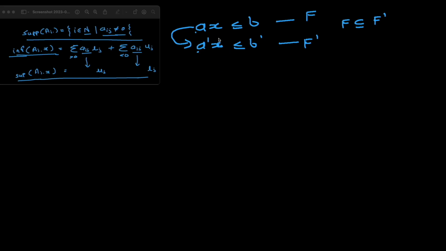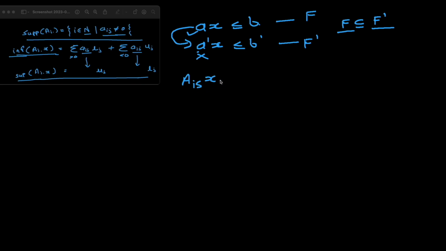Now if F is a subset of F prime, then we can say that this constraint dominates this constraint, right? So if we have two constraints like this, and if we know that the feasible region for this top constraint is a subset of the feasible region of this bottom constraint, then we can remove this bottom constraint completely and only keep this first constraint, right? So that's what we'll be using to strengthen the coefficient.